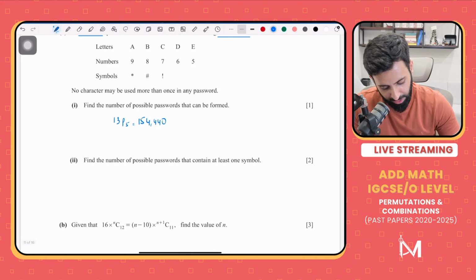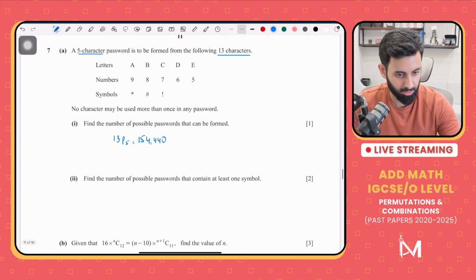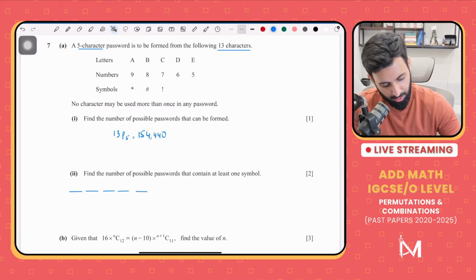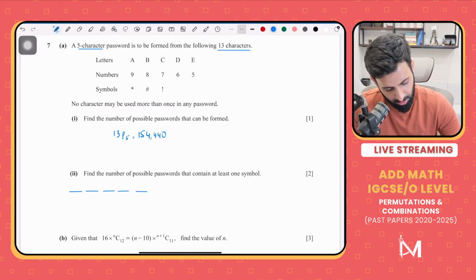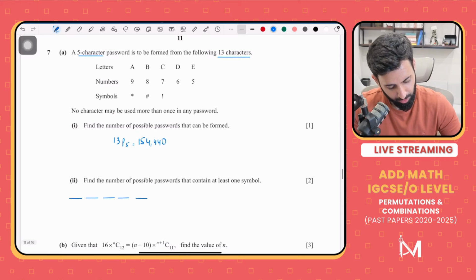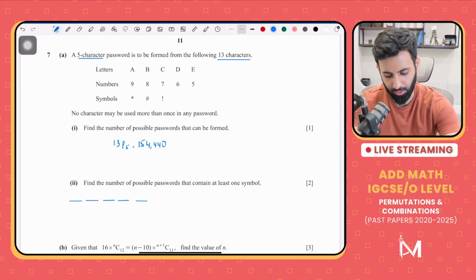Find the number of possible passwords that contain at least one symbol. So you could have 1 symbol, 2 symbols, or 3 symbols. Let's work it out. What if you have 1 symbol? 1, 2, 3, 4, 5. If the password contains one symbol, okay, just a second. Yeah, I'm thinking कि अगर हम no symbol करके देखें, but ये arrangement के बारे में बात हो रही है. ठहरो, let me think.